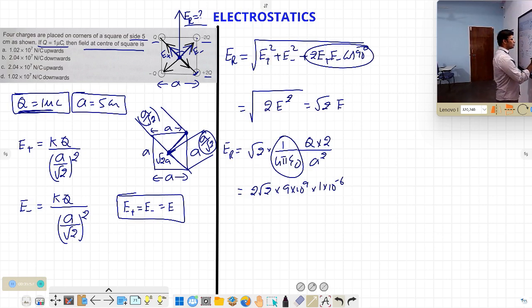And what is the A value given? A value is 5 centimeters. So 5 squared means 25 into 10 power. Okay, let me write it to make it clear. 5 centimeters means 5 into 10 power minus 2, whole square. So now we need to solve this one.